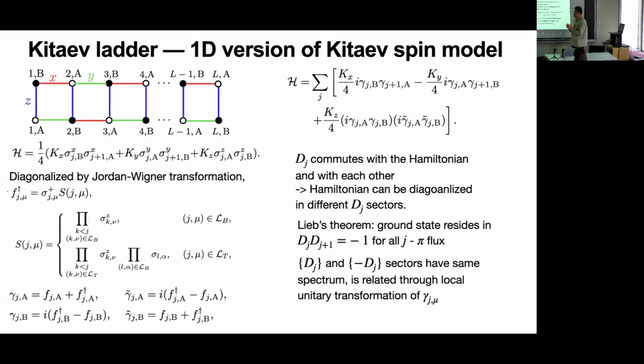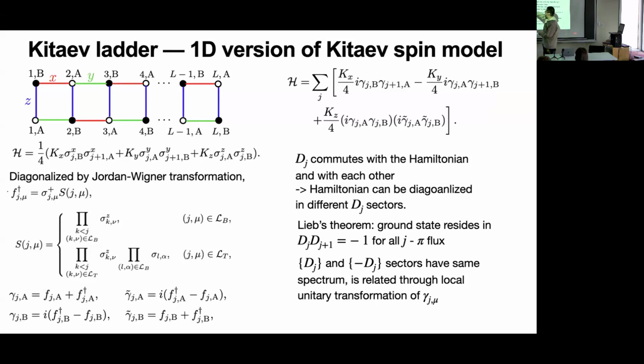So motivated by this research, we are going to look at the Kitaev ladder, which is a one-dimensional version of the Kitaev spin model. So we want to know whether there's a boundary Majorana mode and how we can manipulate them in these spin systems. Okay, so the Kitaev ladder is, as you see, we have X bound, Y bound, and Z bound, and the Hamiltonian is the interaction between the spin halves.